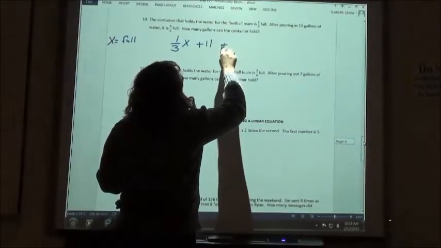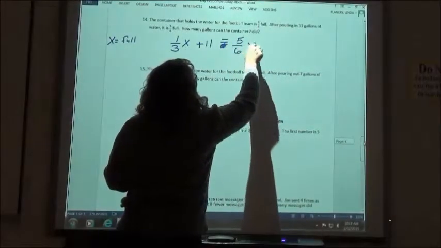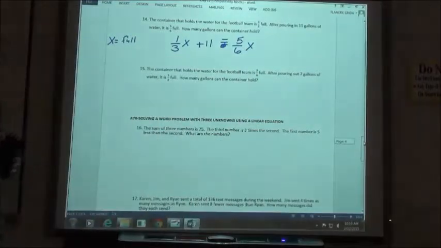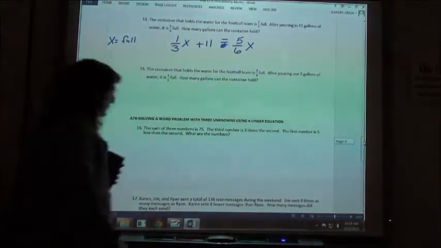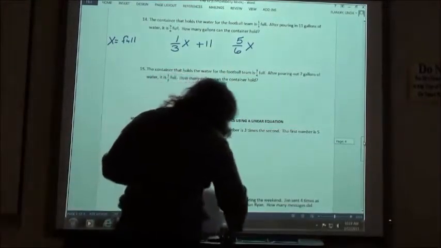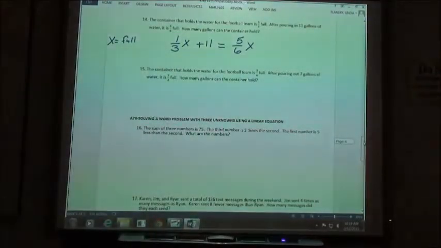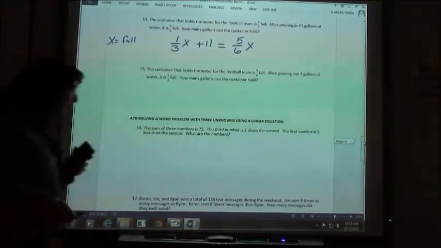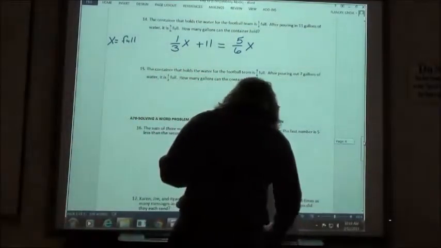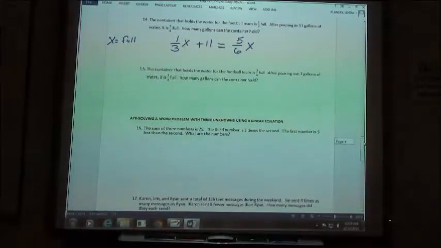So now equals, it is 5/6 of the way full. So 5/6 times the total of x. So 1/3 x plus 11 equals 5/6 x. Again, I can go ahead and multiply by my common denominator. In this case, 6 is going to be my least common multiple since I have a 3 and a 6.